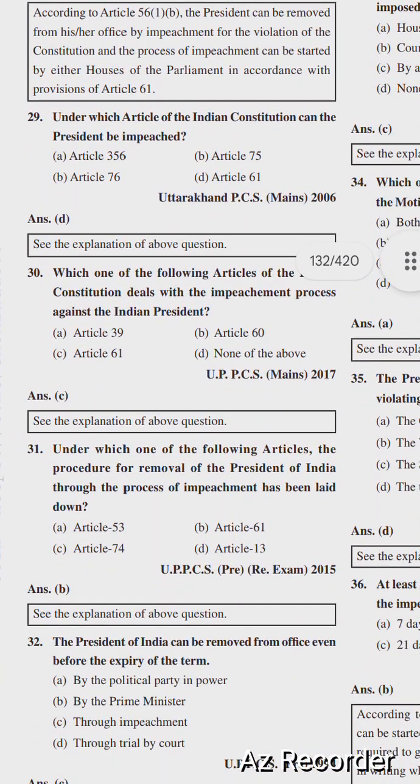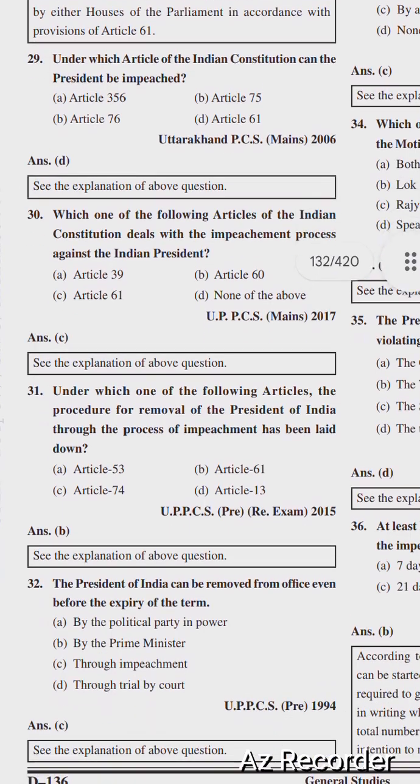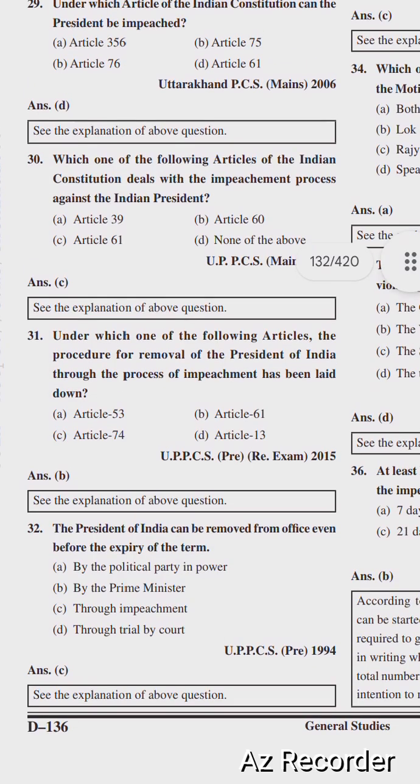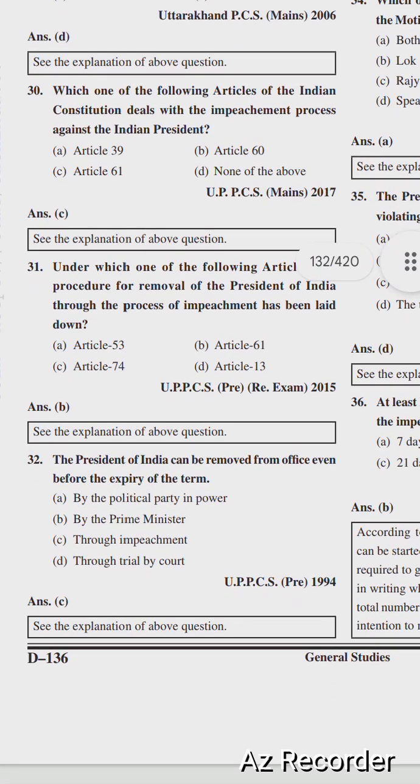So next question is, under which article of the Indian Constitution can the President be impeached? Options are Article 356, Article 72, Article 75 and Article 76, and Article 61. Right option is option number D, Article 61. So next question is, which one of the following articles of the Indian Constitution deals with the impeachment process against the Indian President? Options are Article 39, Article 60, Article 61 and none of the above. Right option is option number C, Article 61.